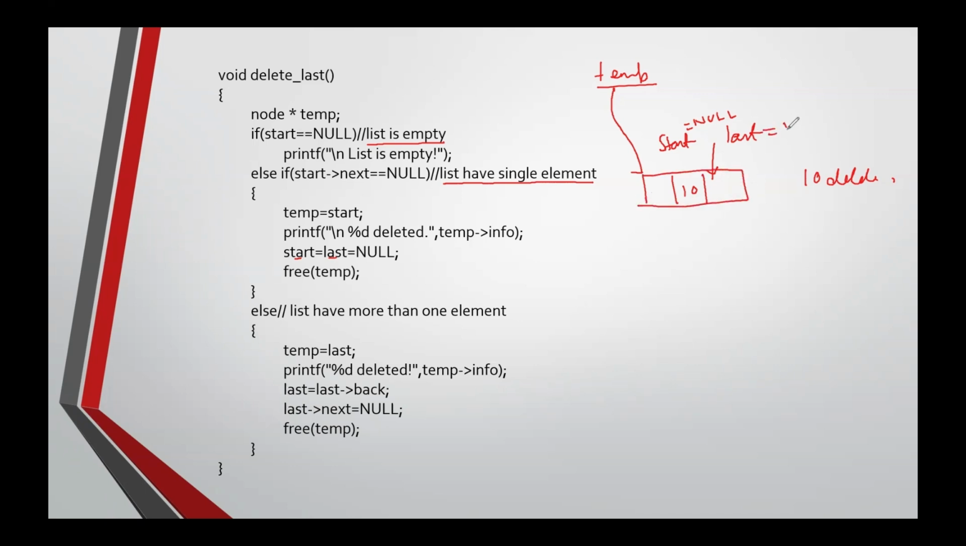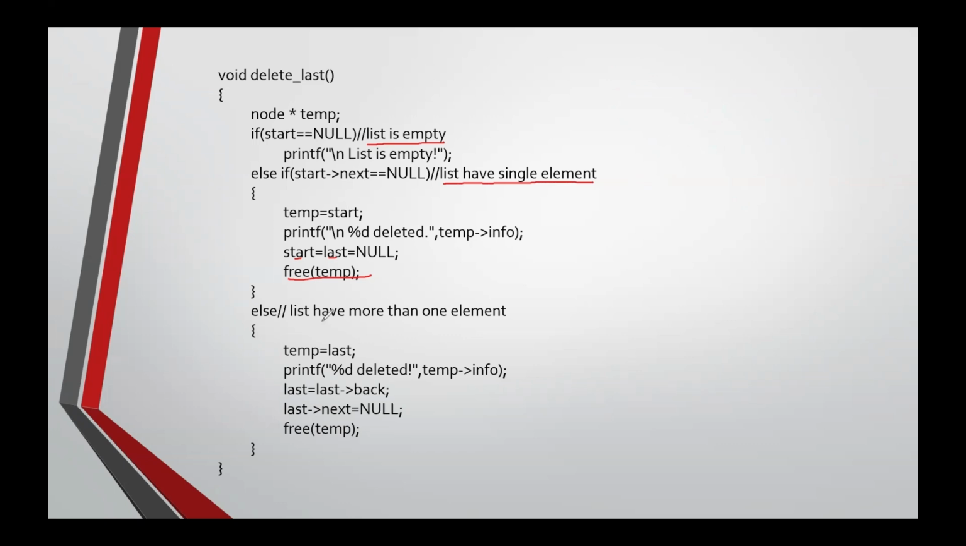Then last stores which value? NULL. If the last also stores the NULL value, then what happened? The connection is gone. Then free temp means we release the memory. So after that, what happened? If you release the memory, the connection is gone and the memory is already gone. So it will display 10 deleted. So this is the case to delete one element whenever a single element is present.